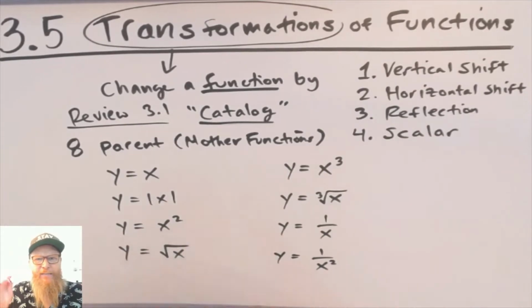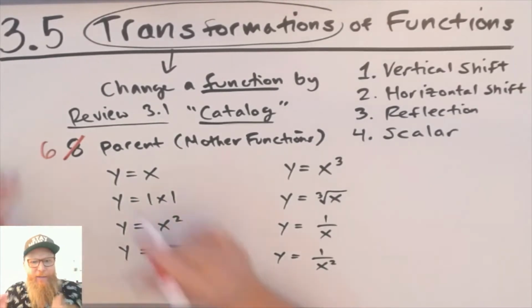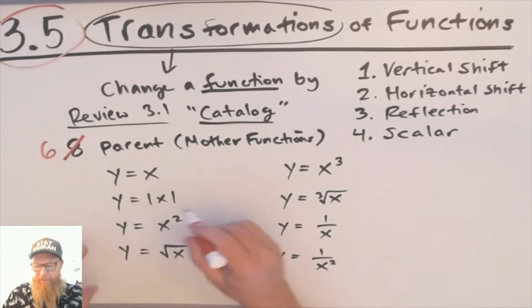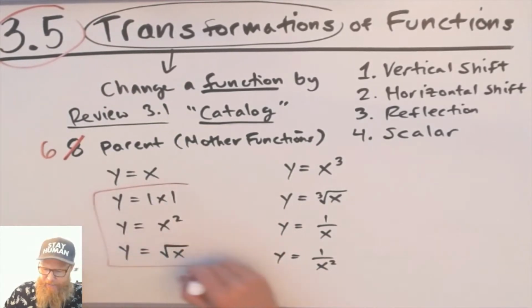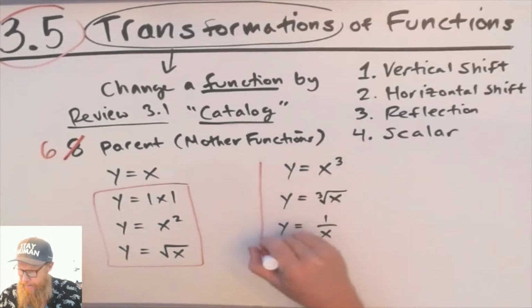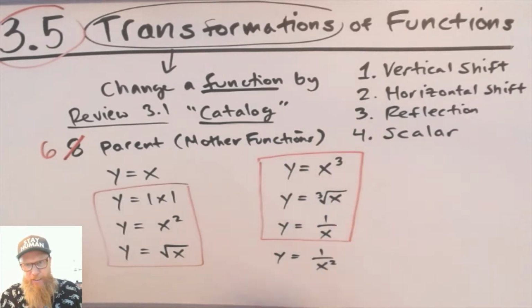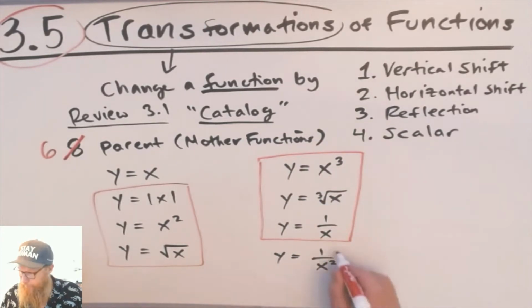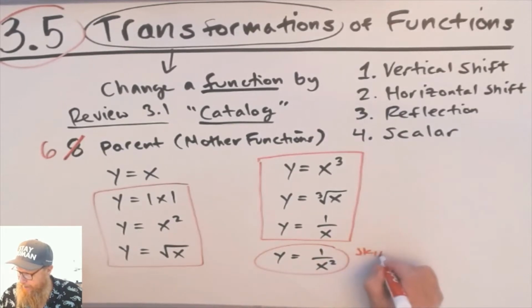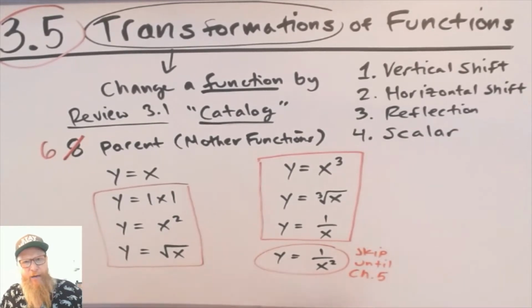Now, of these 8, I want you to know 6 of them. Well, I want you to know all 8 of them, but in this particular section, I'm only going to cover the following 6. I'm going to cover these 3, absolute value, quadratic, and square root. And I'm going to cover these 3, the cubic, the cube root, and the reciprocal. For this, we're going to skip for now until we get to chapter 5. So we'll come back to that in chapter 5.